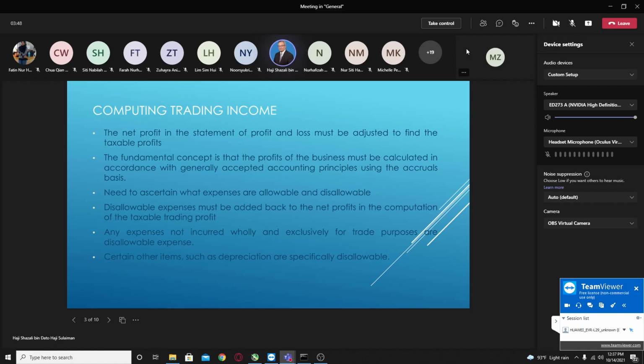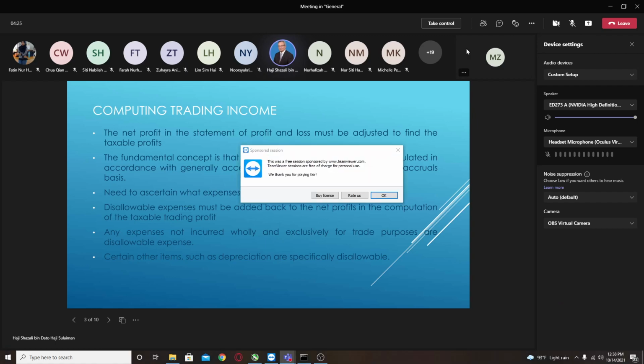So if you're in a situation where you have to review financial statements in terms of expenses, then the important thing is you need to ascertain what expenses are allowable and what are disallowable. My PowerPoint and the chapter do give details of what expenses are allowable and disallowable. The effect of disallowable expenses is that they will be added back to the profit, and the impact is it will increase the taxable income.